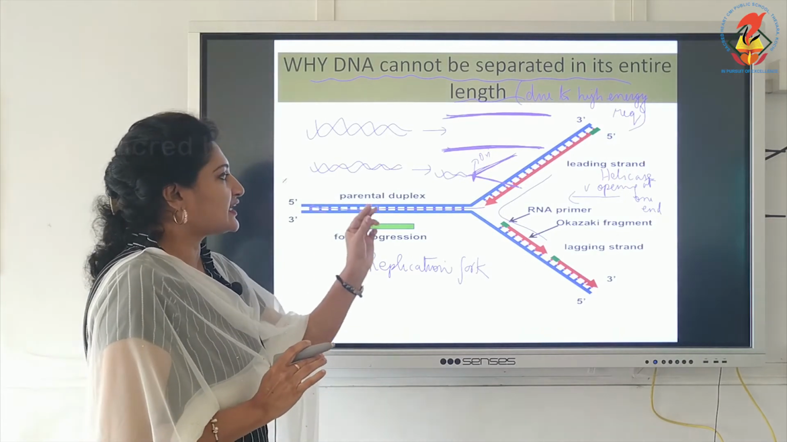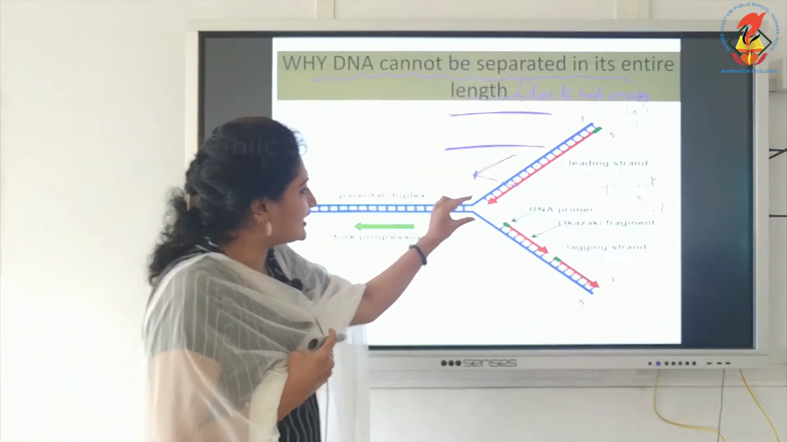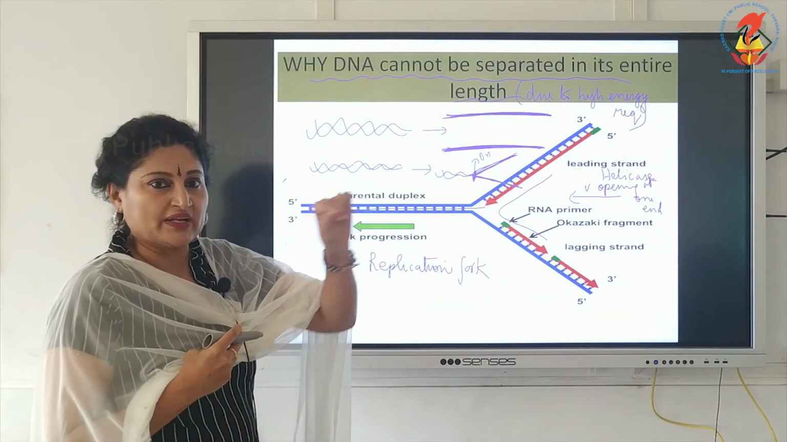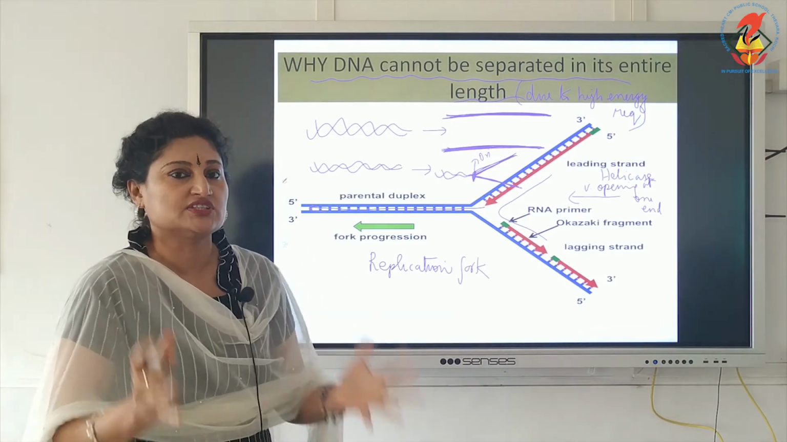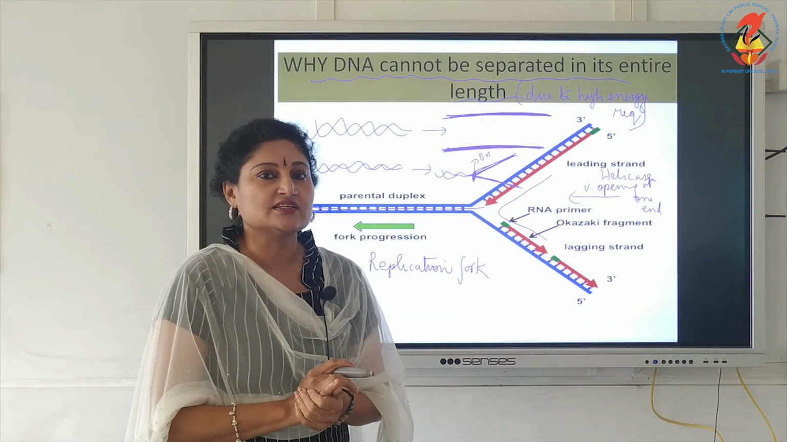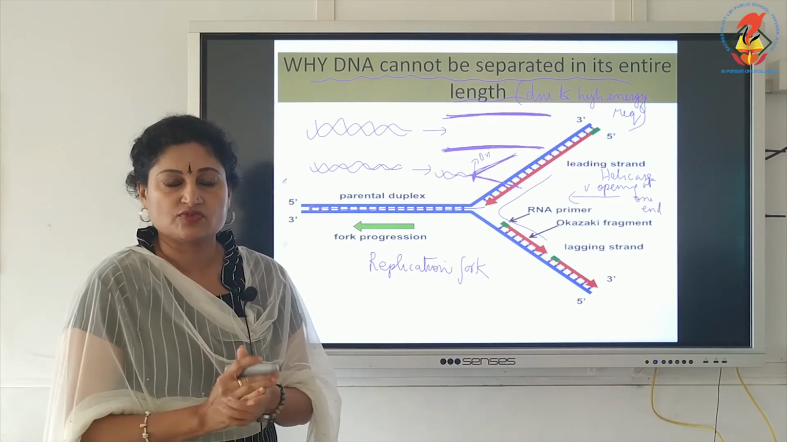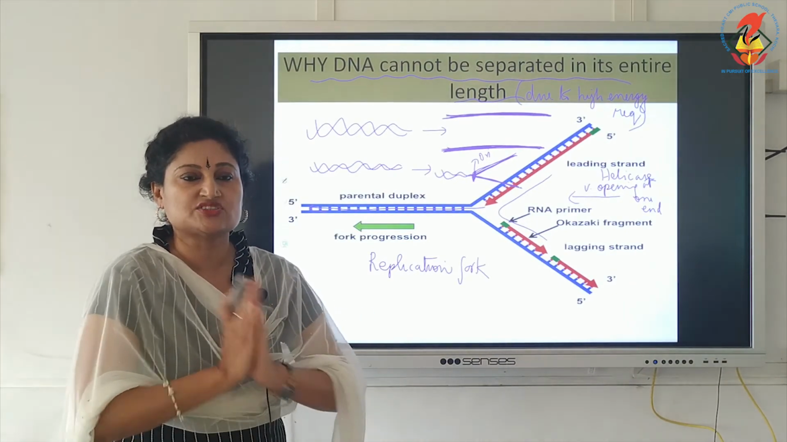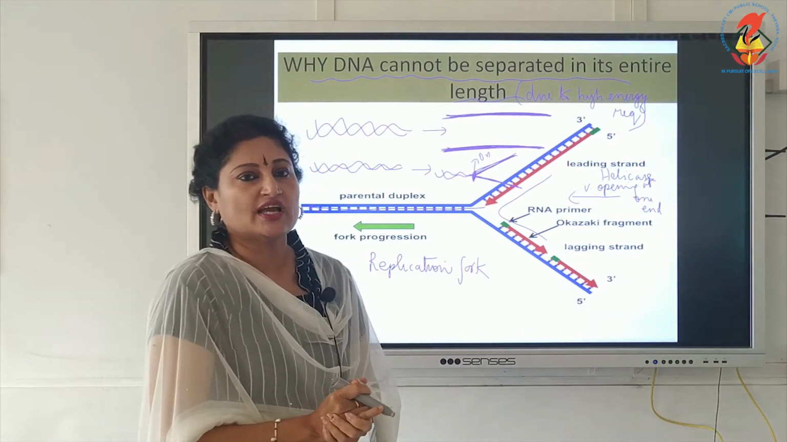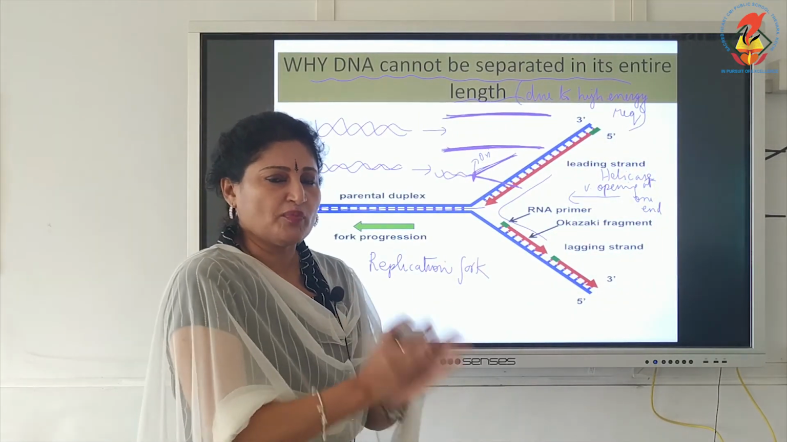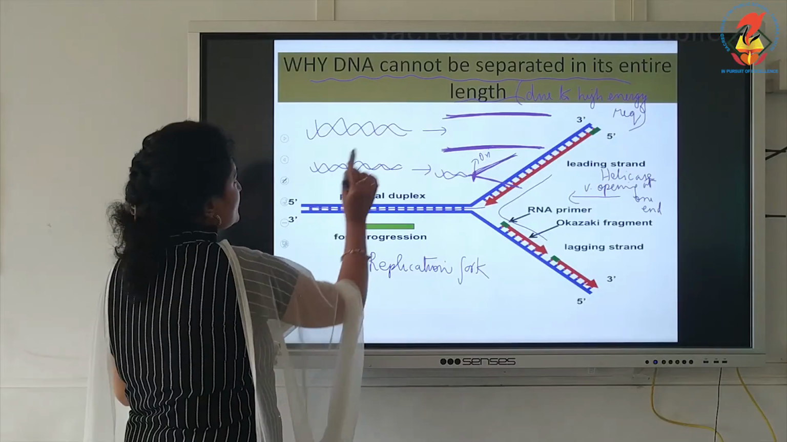But why does it start off with a replication fork? Why does it open up at a small opening at an end? The reason is that to separate it through its entire length, a lot of energy is required, and that we have seen in PCR, which is done by humans as a test for getting copies. There, in one stretch, the two strands of DNA are separated with a lot of energy, in the form of heat. So much energy is provided so that it gets separated. So you got the answer to that.